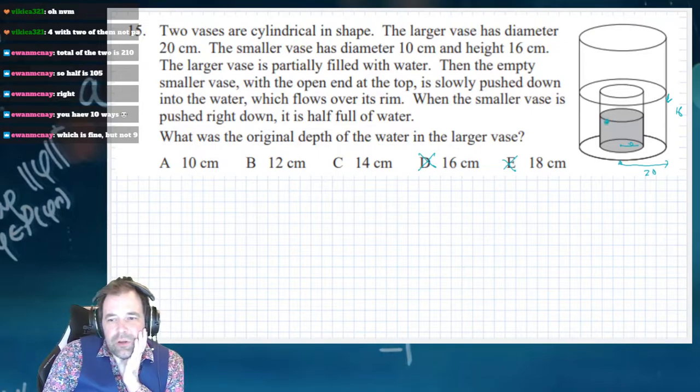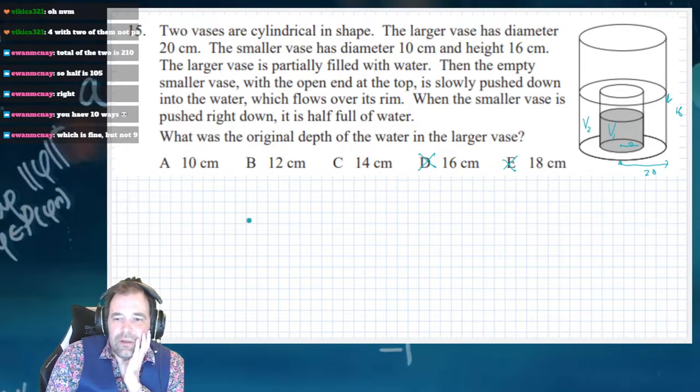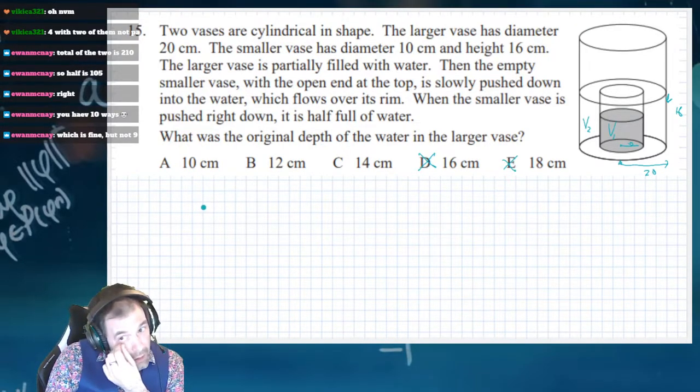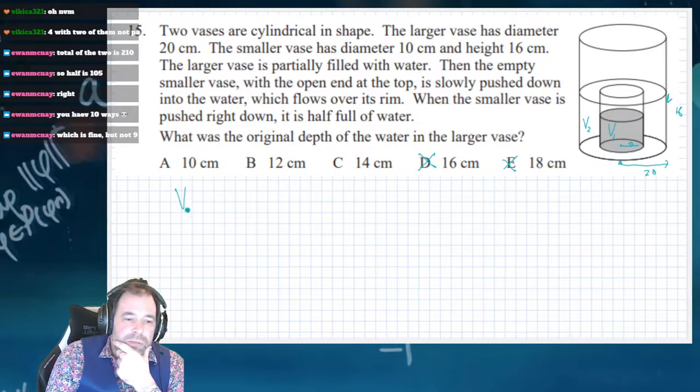But we're just going to work out the volume of the water in total, I think. This is going to take a while. And so the volume of the water in the small one, let's call that V1, and the volume of this, V2. And we add them together and then work backwards. I don't like this. I think it's 12, but it might not be. It could be 14. I don't think it's 10. All right, so the volume of V1 is going to be 10 squared pi times, and it's halfway up, so 8. That's going to be 800 pi.